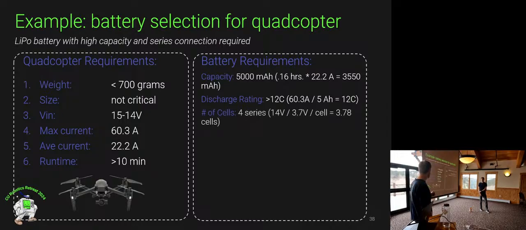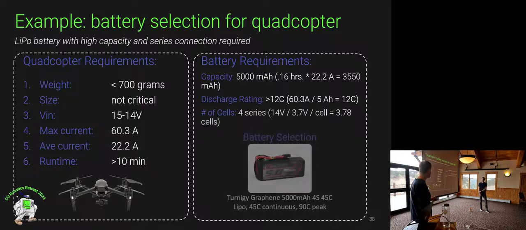And then last but not least, the voltage. This is supposed to be 14 to 15. We need 4 series cells to get to that voltage. And that's because 14 divided by the nominal cell voltage of a lithium ion battery, which is 3.7, gives you 3.78 cells. You can't have half a cell or 0.78 cells, so round up to the next one. And that's going to get you over your voltage minimum requirement.